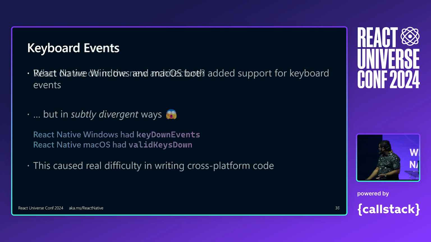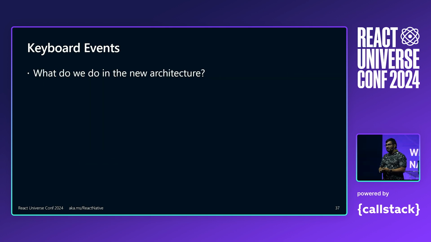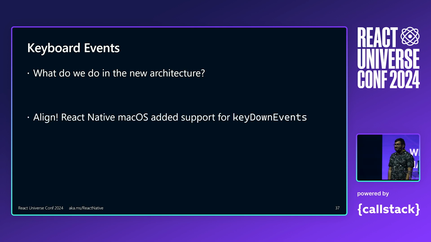And then in comes new architecture. And we have to decide, do we keep this API difference? Do we want to keep having these different behaviors and different props on the two platforms? Or do we want to take this opportunity to step back and align the API so that we can have that in Fabric and have better cross-platform code everywhere? We decided the latter. And to that effect, React Native macOS has added support for the key down events prop to align with React Native Windows and help you write better keyboard events. That's been since React Native 74, so yay.